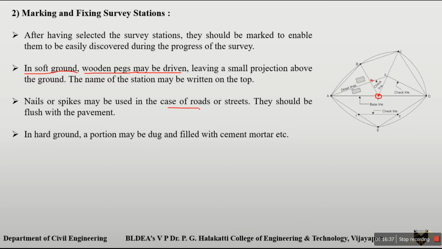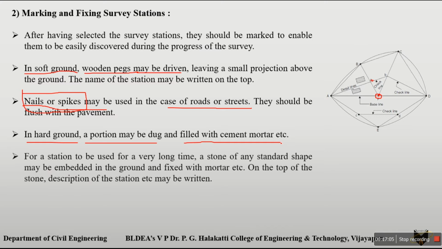Suppose there are roads or streets. In that condition, we have to use nails or spikes instead of wooden pegs. Suppose it is hard ground, then you have to dig it to some depth and fill it with cement mortar. We can easily identify these in the field while conducting the surveying work.